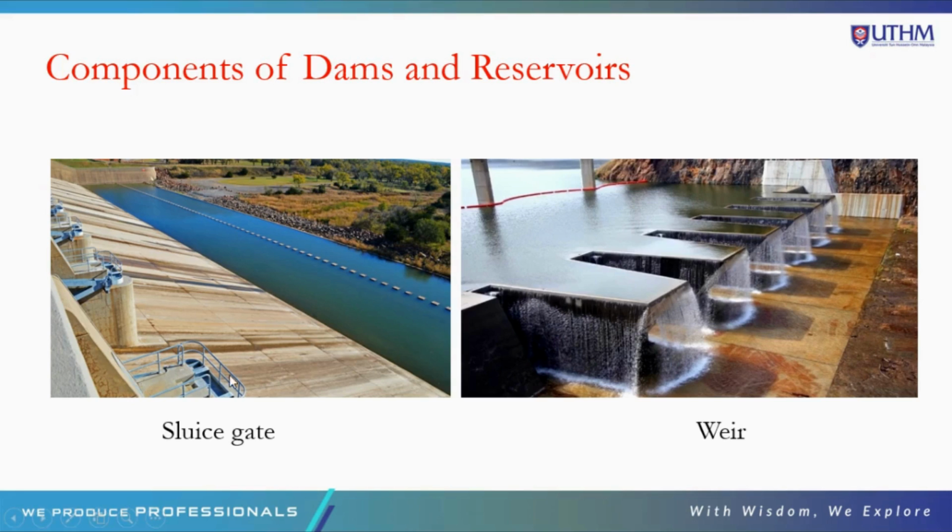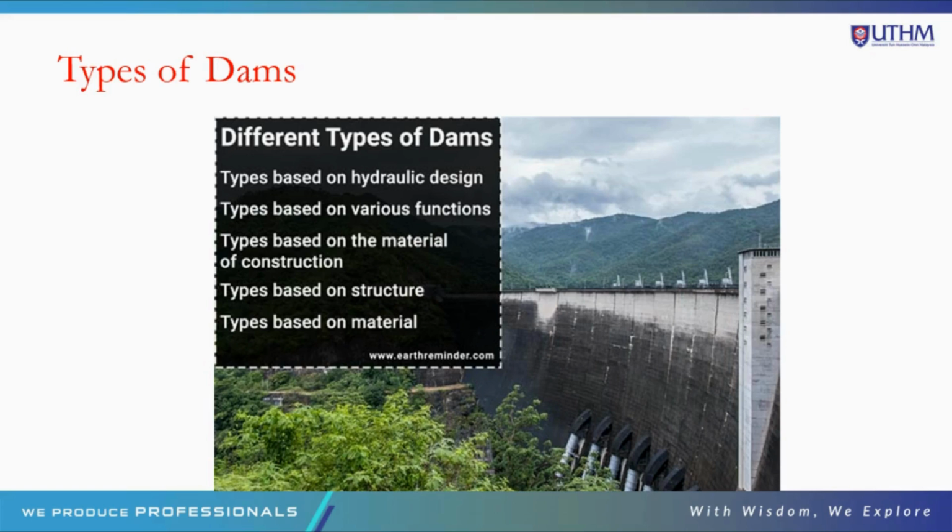So this is a sluice gate. The sluice gate has pressure, and this is a type of weir. There is no pressure here, so this is open space. So this is constant pressure and no pressure here. These are the two principal types of reservoir and dam outlet.